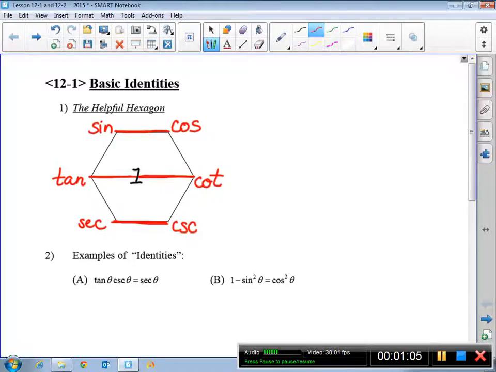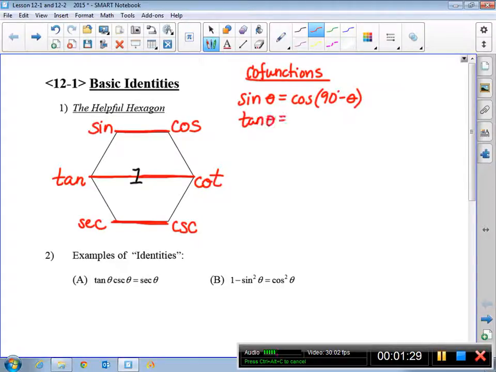this shows us are the co-functions. And there are some co-function rules. Remember, co-functions have angles that add up to 90. So we know that the sine of theta would equal the cosine of 90 minus theta. And vice versa. The tan of theta would equal the cotangent of 90 degrees minus theta. And the secant of theta would equal the cosecant of 90 degrees minus theta.